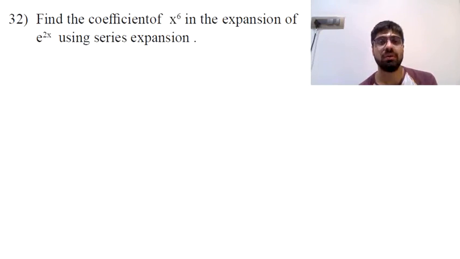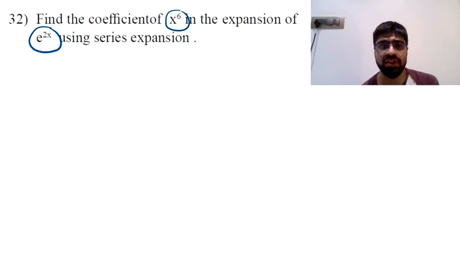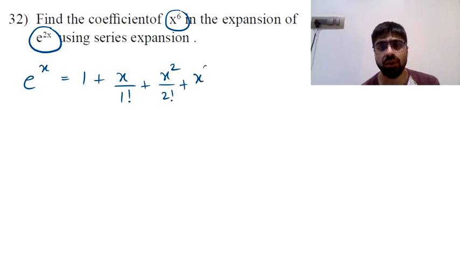Yeah, with that we go ahead with our 32nd question, and we need to find the coefficient of x power 6 in the expansion of e power 2x by the series expansion. So we know that e power x was equal to 1 plus x upon 1 factorial, plus x square upon 2 factorial plus x cube upon 3 factorial plus x power 4 upon 4 factorial, and that kept on continuing.